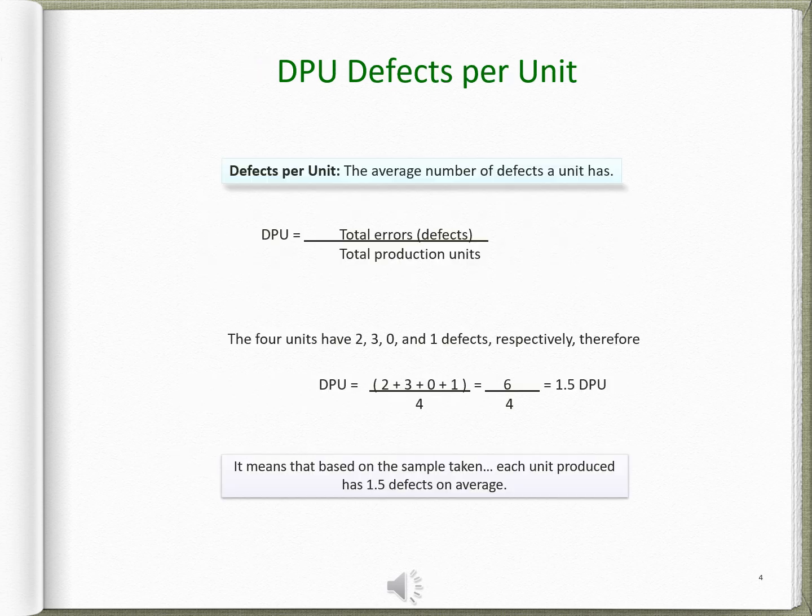DPU stands for defects per unit. That is the average number of defects that a unit has. DPU is estimated by dividing the total number of errors by the total number of production units. In our example, the 4 units have 2, 3, 0, and 1 defects respectively. Therefore, 1.5 DPU. In other words, based on the sample taken, each unit produced has 1.5 defects on average.